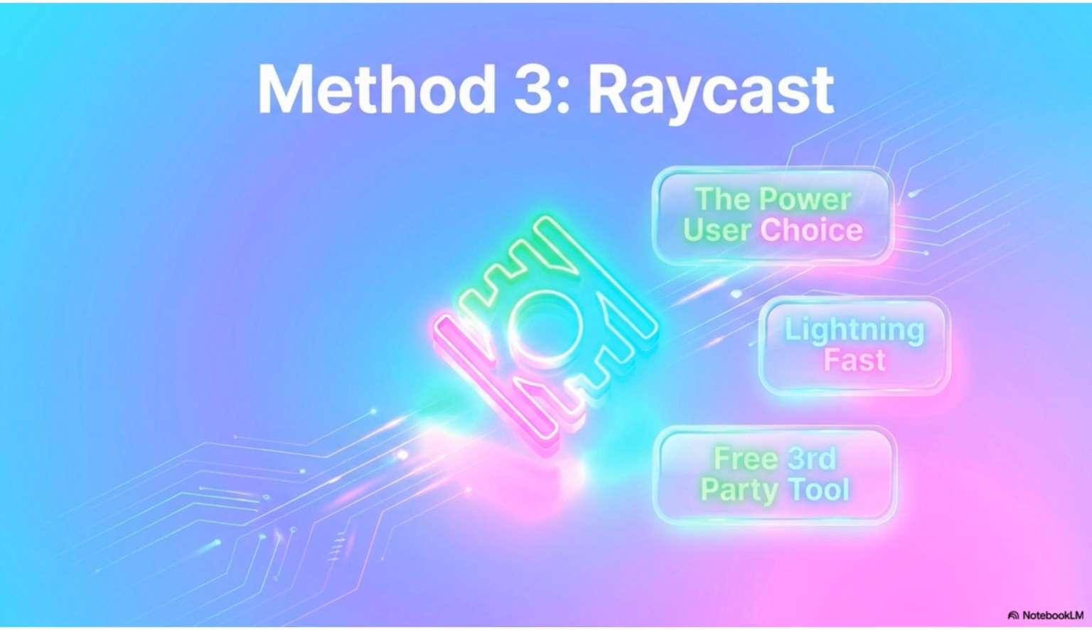Method 3. Raycast, the power user choice. The third method is my personal favorite, Raycast. Raycast is a free, third-party productivity launcher that replaces Spotlight. It's incredibly fast and designed for keyboard-first users. If you aren't using Raycast yet, this is the perfect excuse to start.